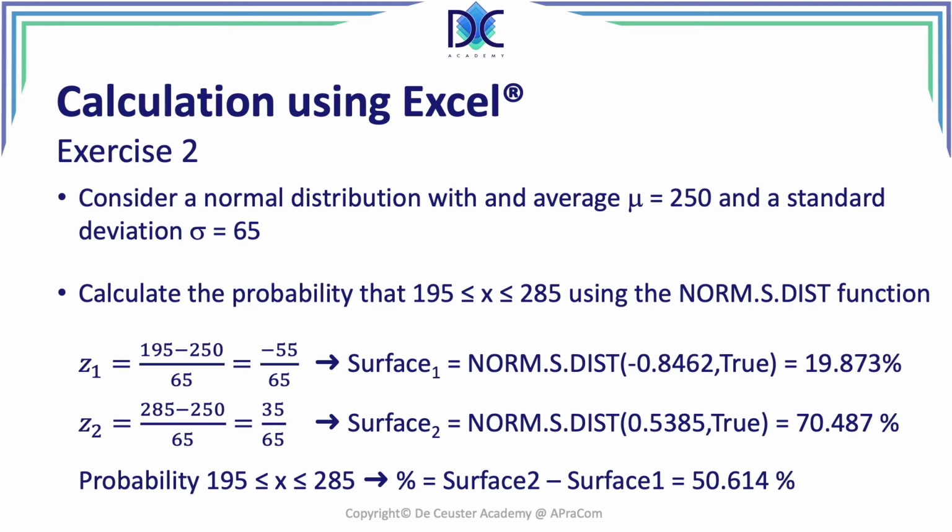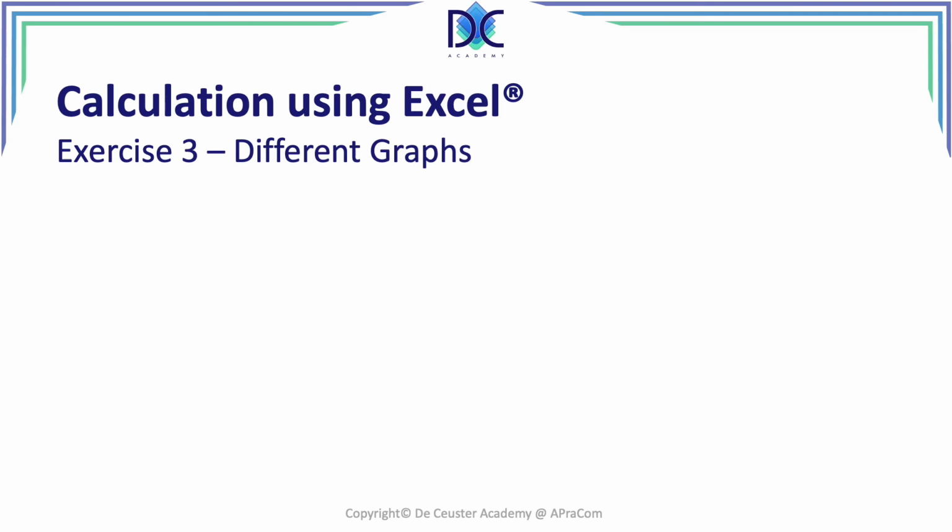percentage from the second percentage. So surface 2 minus surface 1 is in fact 50.614%. So there is a 50% probability approximately that x is between 195 and 285. Now we can have another exercise.